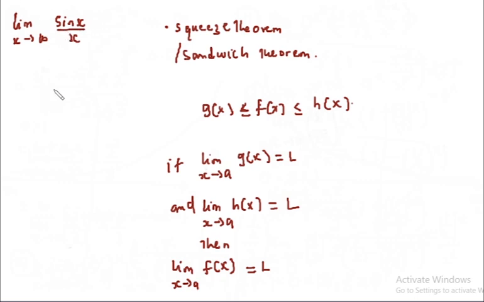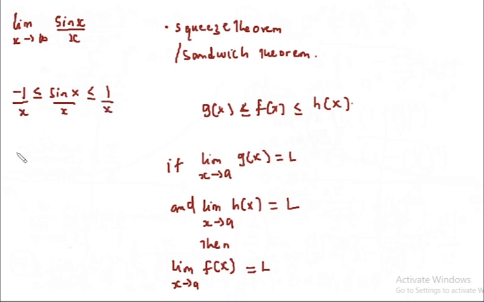Now, if you notice, sine x always falls within the range of minus 1 less than or equal to sine x less than or equal to 1. But our function was given as sine x over x. So if I divide through by x, I'll have divided by x here, divided by x here, divided by x here.